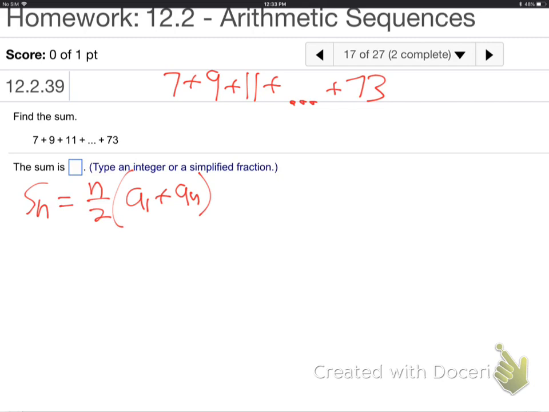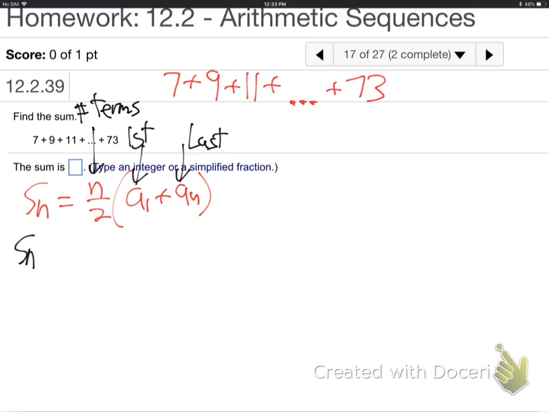Let me tell you what the different players in the game are. N is number of terms. Remember, that's always address, order. A1 is the first term. An is the last term. So there's how you add up a bunch of numbers that are in an arithmetic sequence. So let's do that.